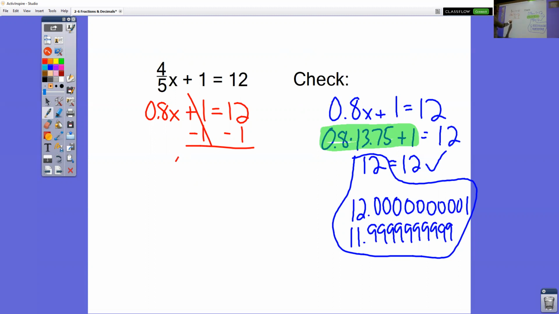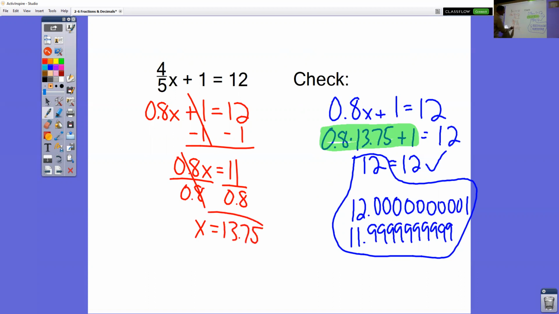Now it's just a normal two-step equation. -1 and -1 to get the 0.8x all by itself. 12 minus 1 is 11. Divide by 0.8, divide by 0.8. Always do top divided by bottom. 11 divided by 0.8 gives you 13.75.